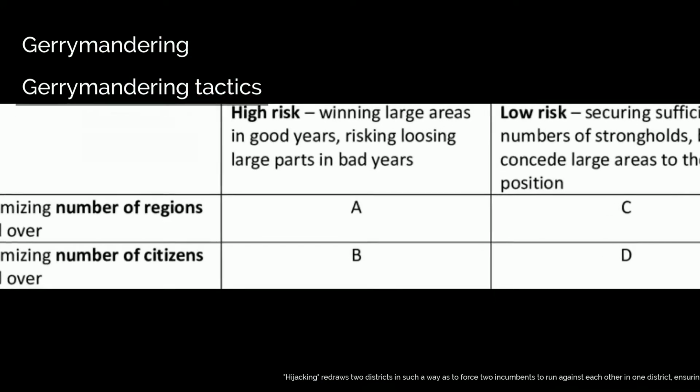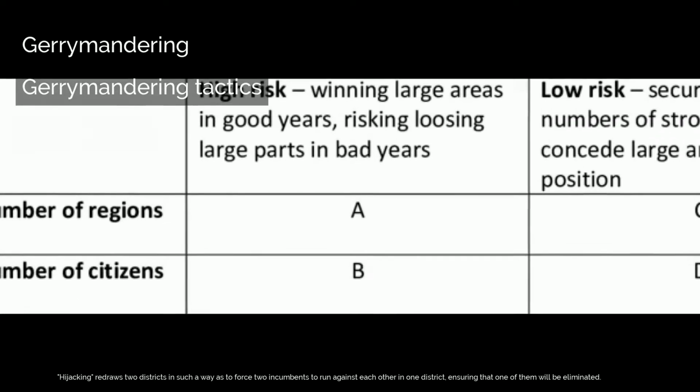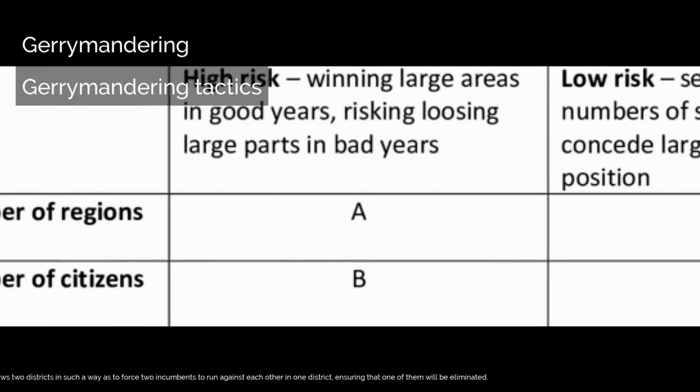Hijacking redraws two districts in such a way as to force two incumbents to run against each other in one district, ensuring that one of them will be eliminated.